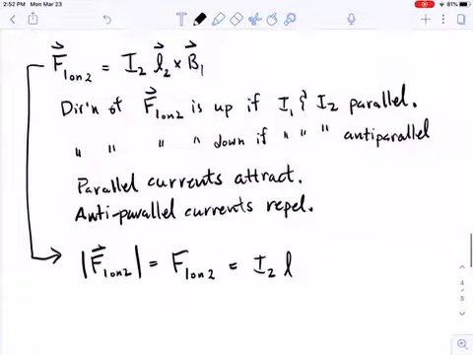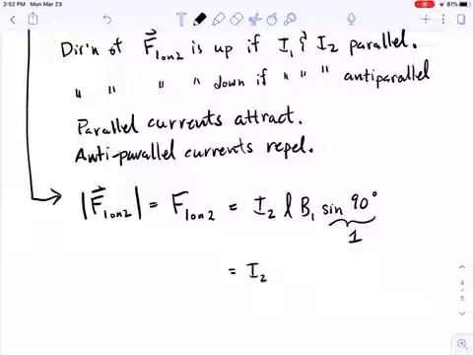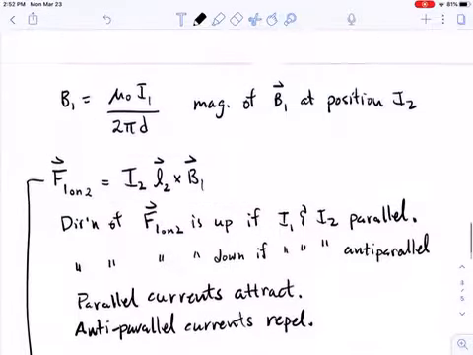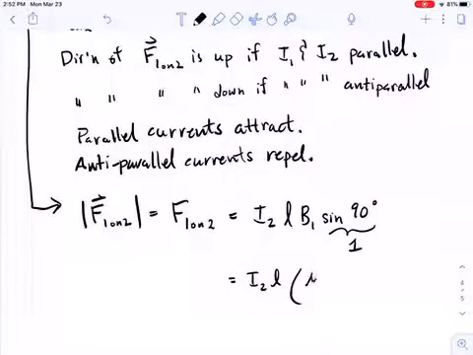Okay, and then we have B1, and then we would have the sine of the angle between B1 and L2. This L2 vector was pointing to the right, and the magnetic field B1 was into the screen. So in this case, the angle between those is 90 degrees, and so this becomes a 1. And so we get I2 L and B1. Where B1 is mu naught I1 over 2 pi d.